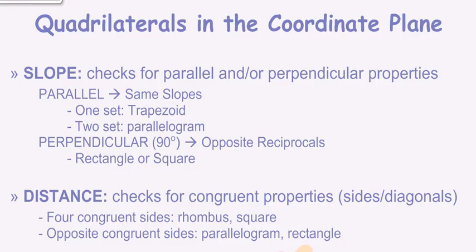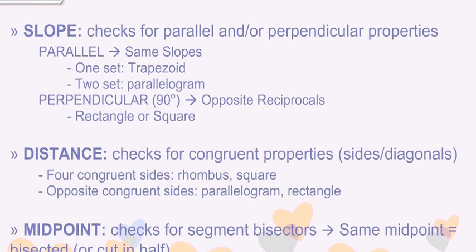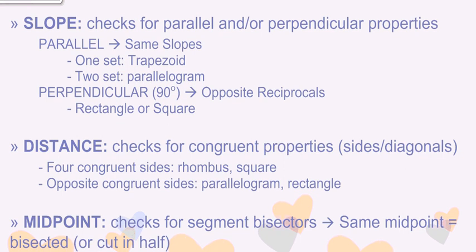Now, the reason that we need to know the slope, distance, and midpoint is because the slope is going to help us determine if something is parallel or perpendicular. So we again have to recall what it means to be parallel and what it means to be perpendicular. To be parallel means they have the same slope. So if they have one set of lines that have the same slope, we're going to have a trapezoid because remember they have one set of parallel lines.